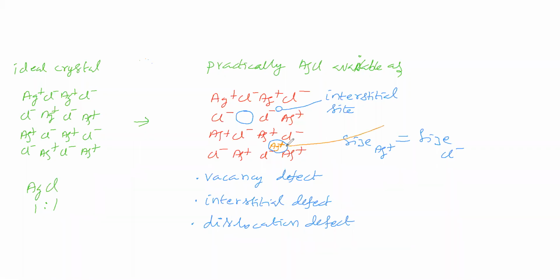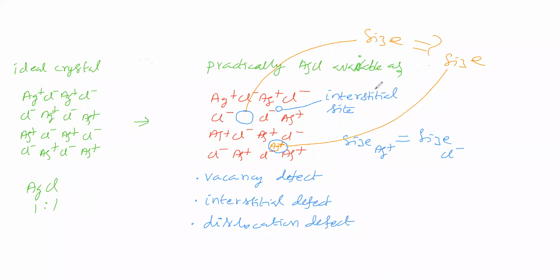If you take the size of this interstitial site and the size of this site, do you think they are equal? If the size of Ag plus and the size of Cl minus are taken, then the size of this interstitial site and the size of this site, do you think they are equal? You are saying that they are equal. How is it possible?